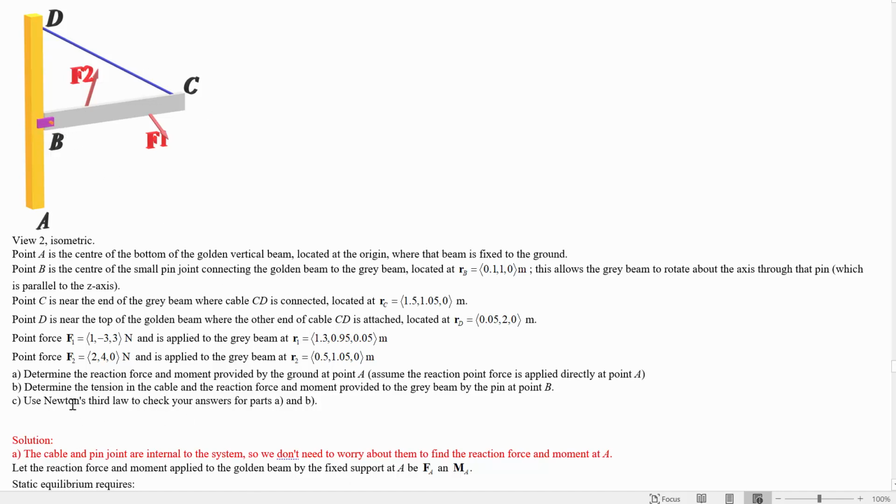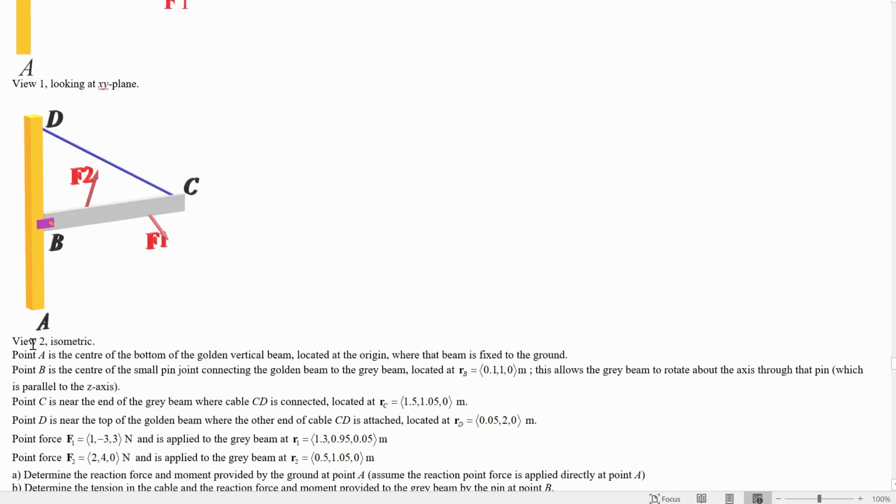Then use Newton's third law to check your answers from parts A and B. What that means is once we found out what the forces on the gray beam are, we will also know all the forces on the golden beam by itself, and could use Newton's third law, using the fact that the force that ABD is applying on BC must be negative the force that BC is applying on ABD. Equal and opposite, through that Newton's third law action-reaction pair.